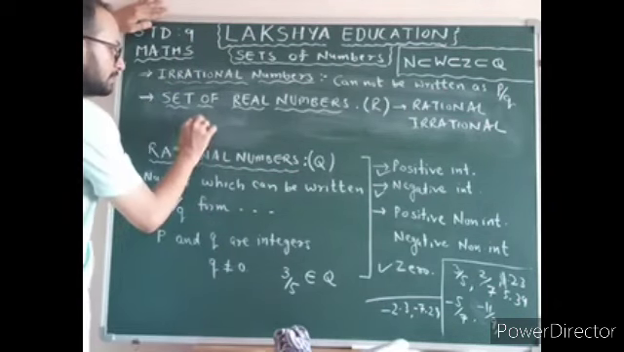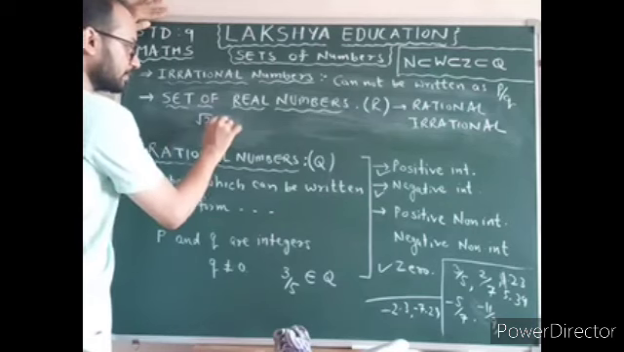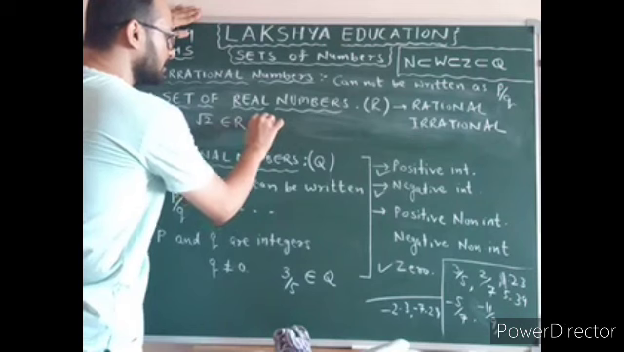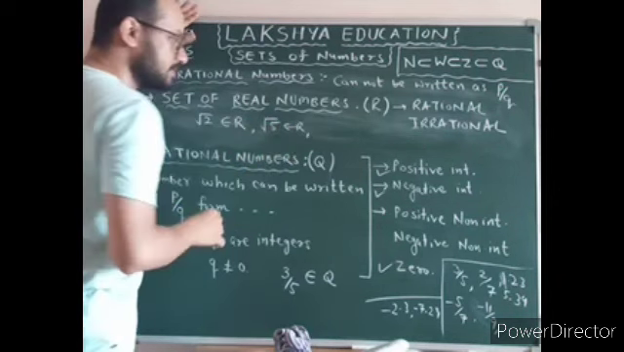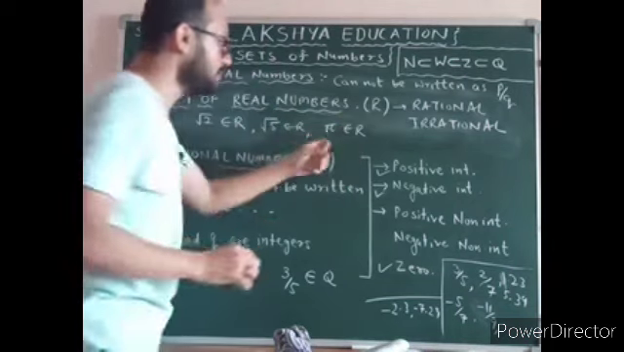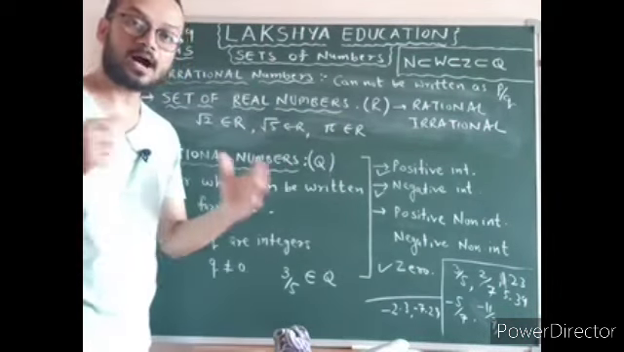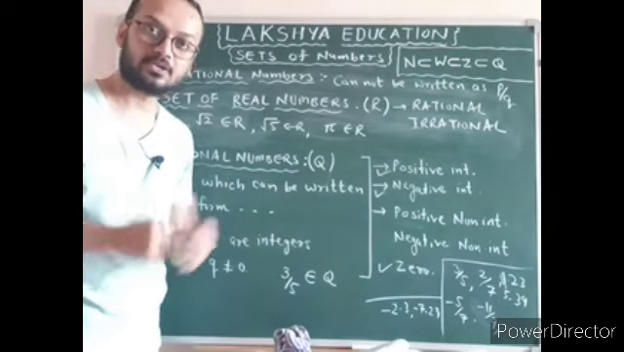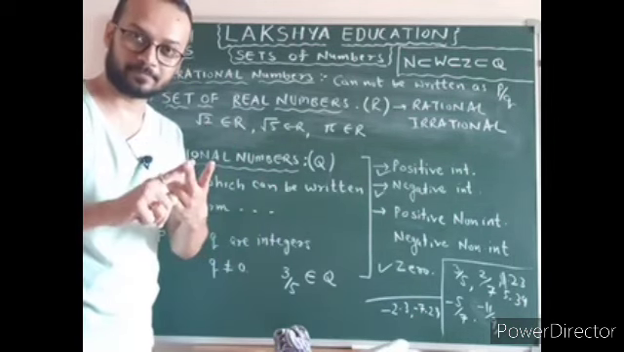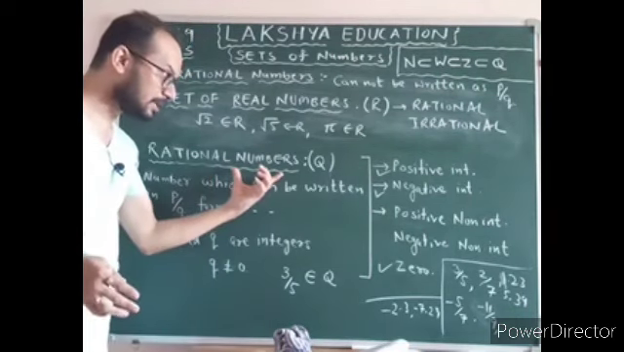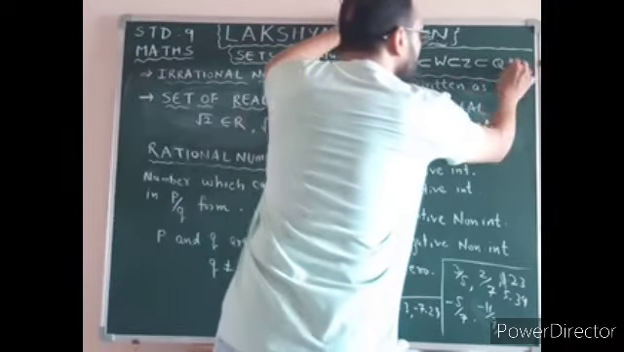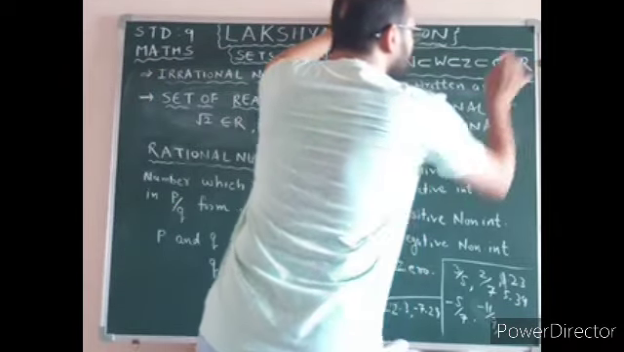So we can write that irrational numbers like root 3, which is included in R, so root 3 belongs to R. Similarly, root 5 belongs to R. Similarly, we can say that pi is also a real number, so pi belongs to R. So R is the largest set of numbers which includes all the numbers whether they are rational or irrational. So here we can see that rational numbers are included in R. That's why we can say Q is a subset of R.